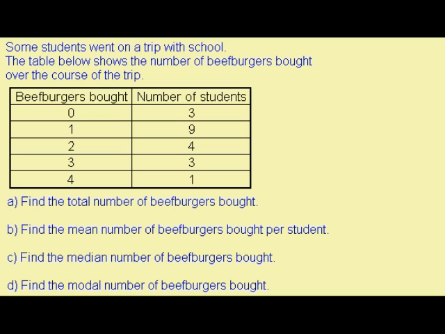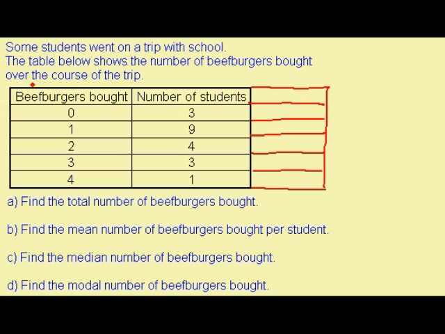I'm going to use the quick method for this question. If you've used the slow but sure method, you should still get the same answers as me. To start with, I'm going to put the extra column on my table. This time, it's beef burgers times number. 0 times 3 is 0, 1 9 is 9, 2 4s 8, 3 3s 9, 4 1s 4. If I add these up, I get 30. This is the answer to my first question. The total number of beef burgers bought was 30.